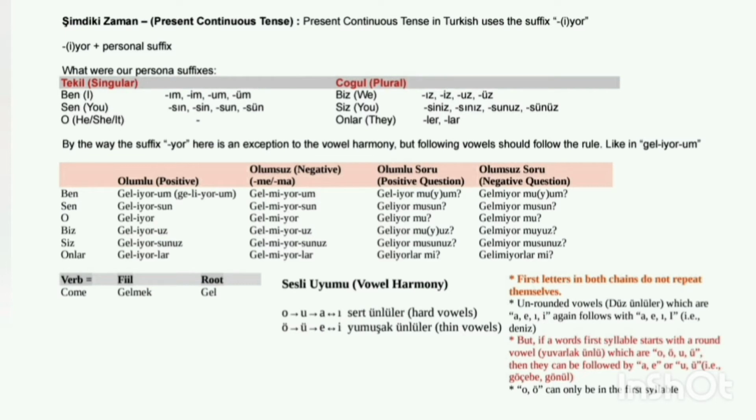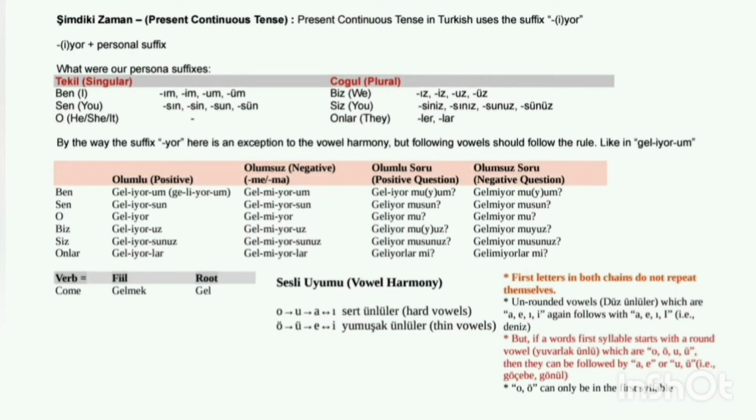As you can see, only the last one, geliyorlar mı, to make our verb plural, the lar suffix stays with your verb, and then our question particle follows again the vowel harmony, becomes mi, because there is a before then e.